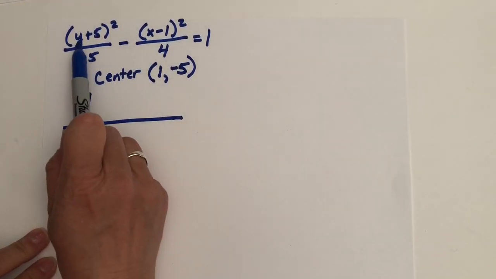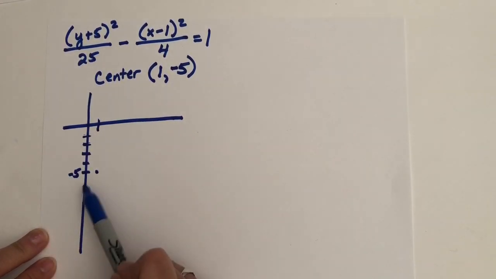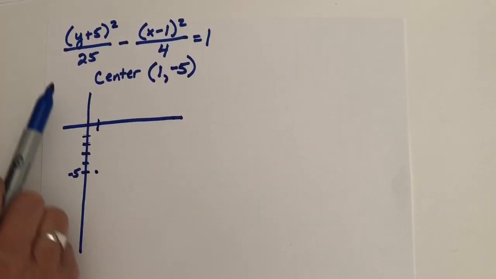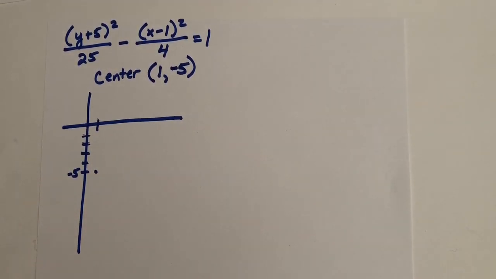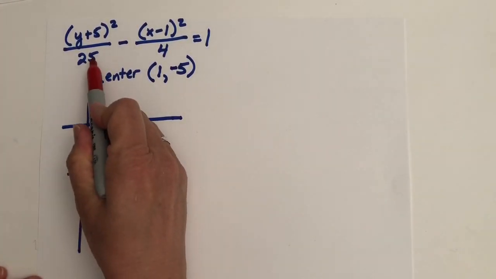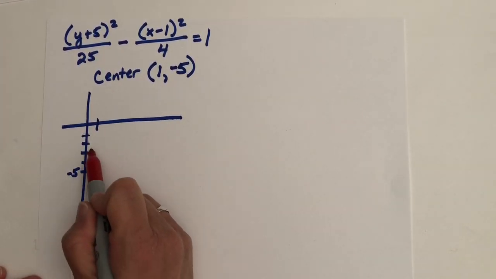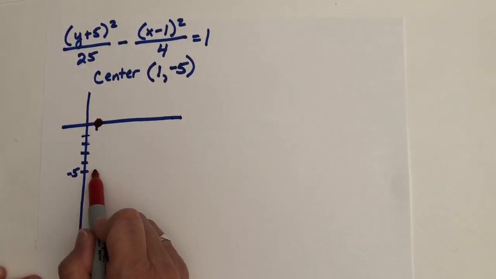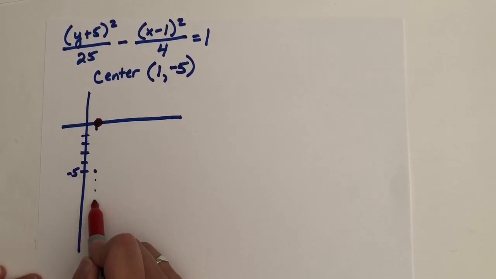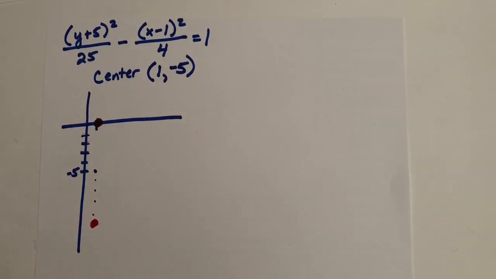Now our y squared is first. We have a hyperbola that's going to be opening up and down. To find the vertices, we go in the y direction, the square root of 25 or 5. So from center, I go in the y direction, the square root of this number. So from center up 5. 1, 2, 3, 4, 5. Here's one vertex. And down 5. 1, 2, 3, 4, 5. And I'm down here at negative 10.